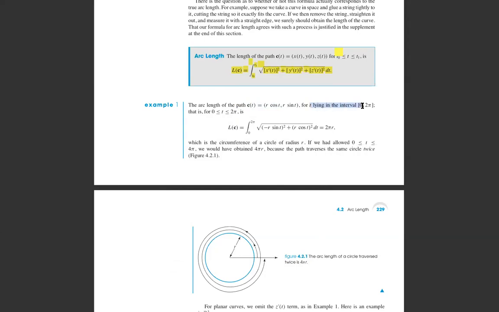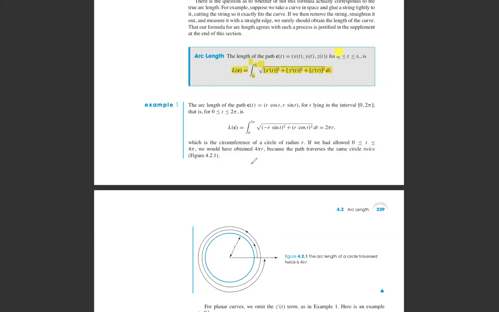If t is from 0 to 2 pi, right? So the graph starts from (r, 0), and you go around a full circle and come back to the same point again. All right. The length of this circle is just the arc length for the path c(t) from 0 to 2 pi.